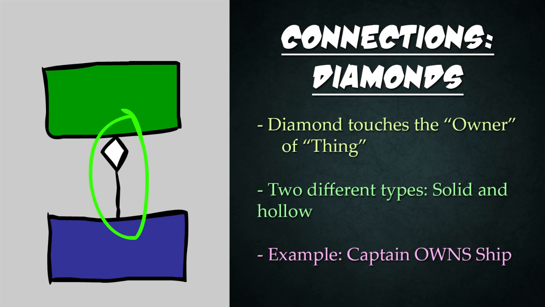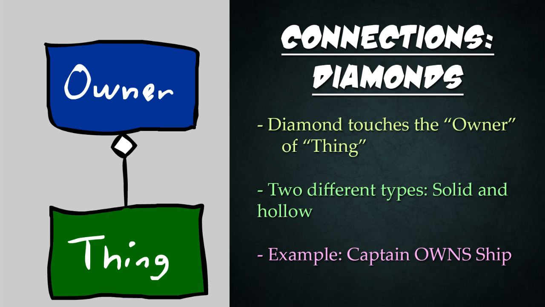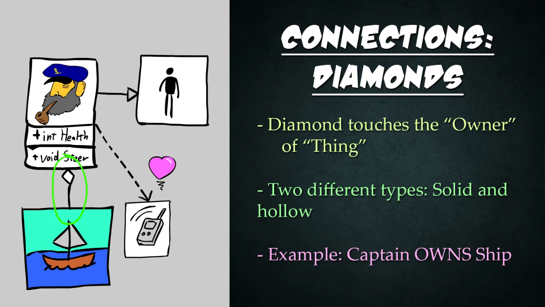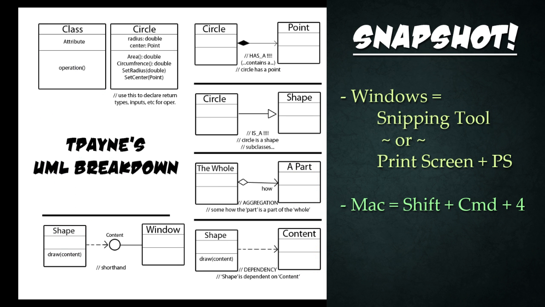Next, we have diamonds, or rhombuses, or rhombi, whatever the plural is. And diamonds are basically saying owned by, or owns instances of. The class the diamond is touching is the owner. You'll see two forms of diamonds, either solid black or hollowed out. In our example, the captain owns the ship. So finally, here's the breakdown image that I created. Feel free to take a snapshot of this image.